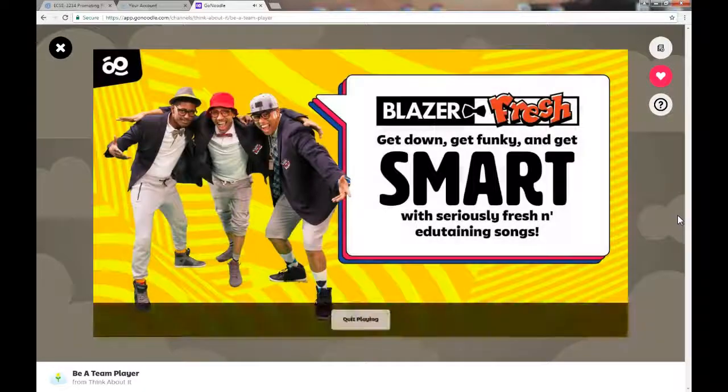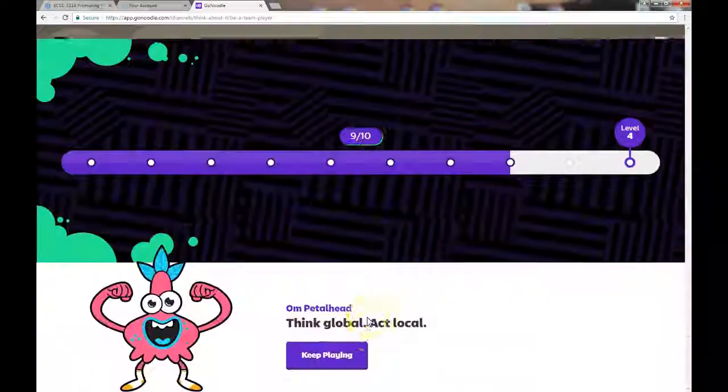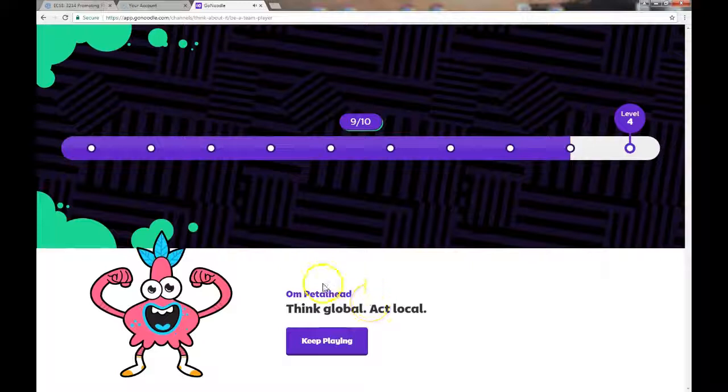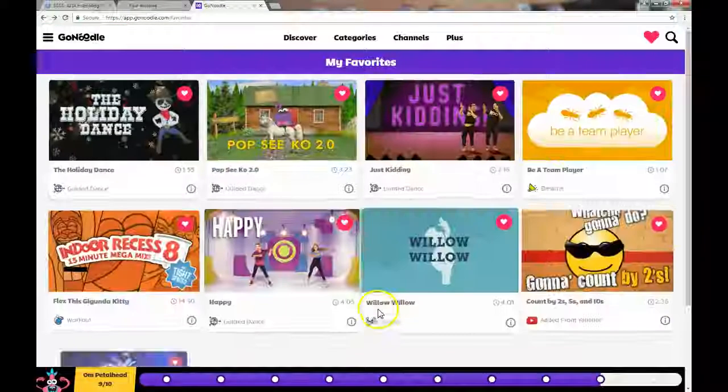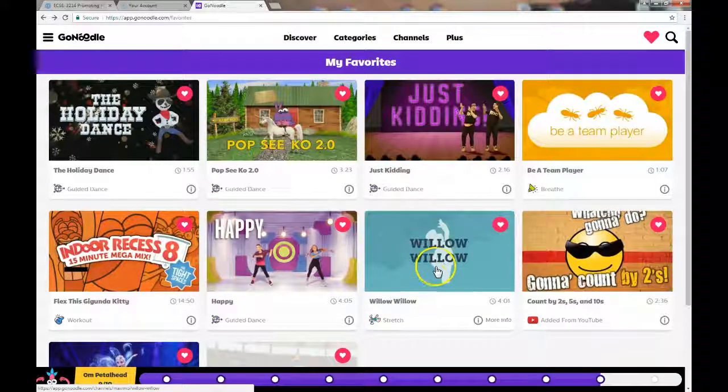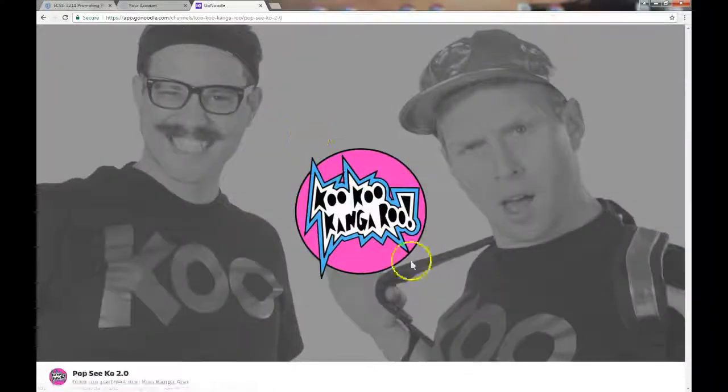So you can see, and quit playing, and then there you go. Pedal Head is almost to level 4 where he transforms. So we'll keep playing, and you can see this one. It's kind of funny. Popsicle. It's kind of a cool one.